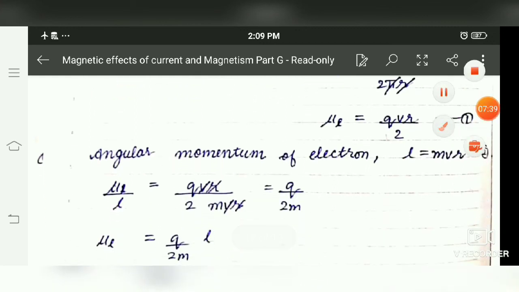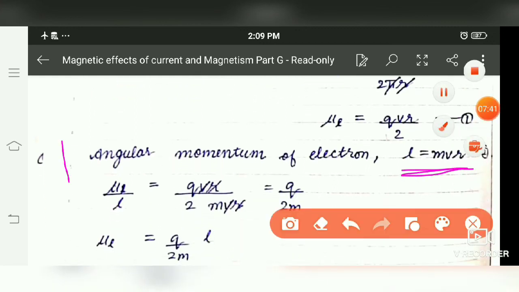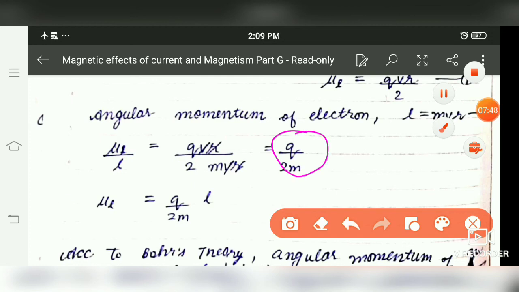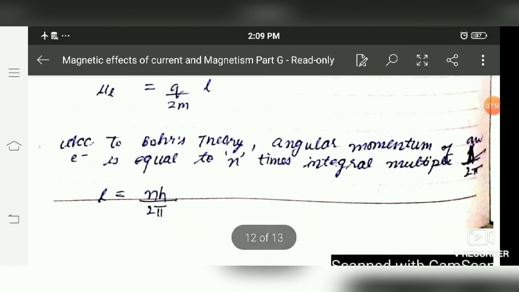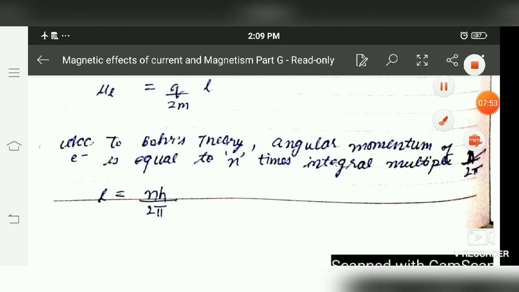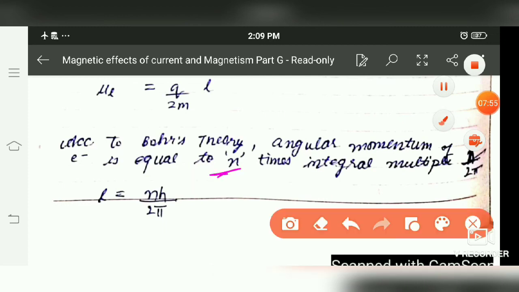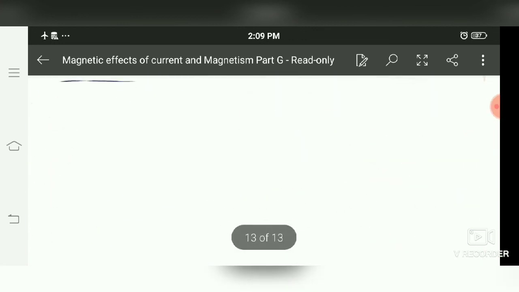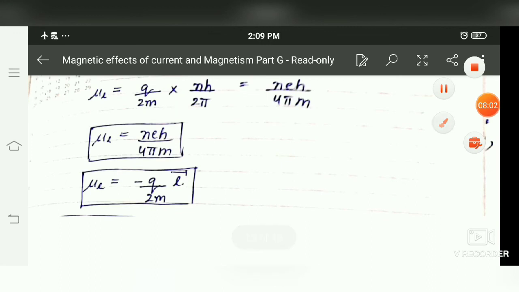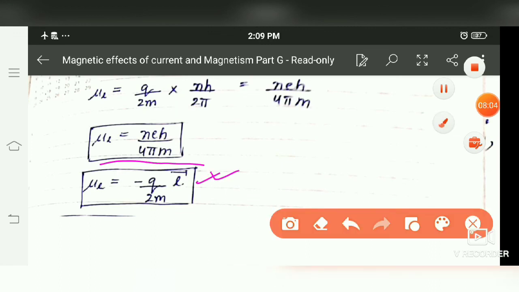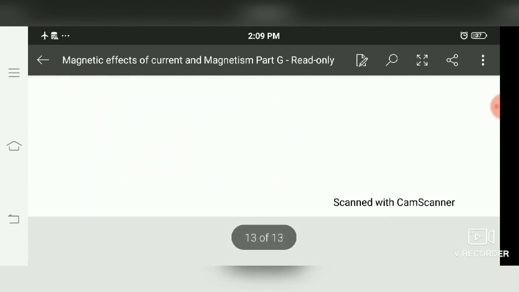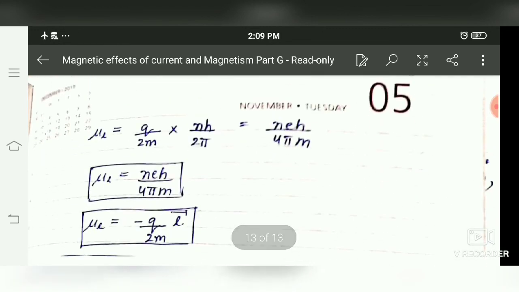where angular momentum of the electron is given by L = mvr, that you had already learned in class 11th. So from mu upon L we get q by 2m. According to the Bohr theory, angular momentum of an electron is equal to n times the integral multiple of h upon 2 pi. So by comparing the values, we get this dipole moment, the Bohr magneton. This is actually the Bohr magneton.